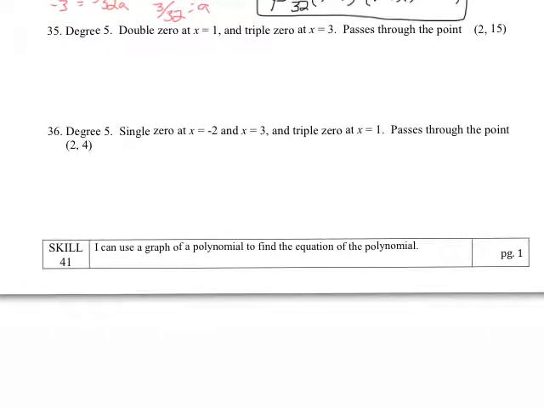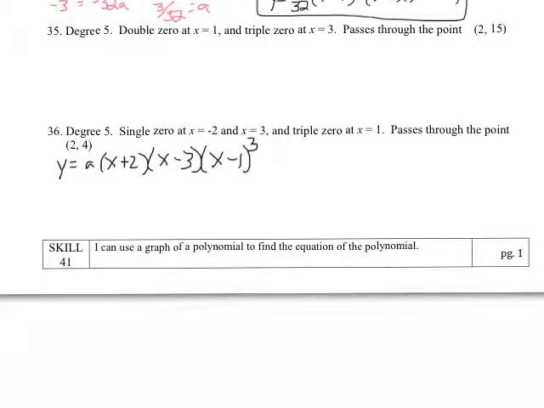So we're told that it's a degree 5, so we're going to say y equals a, and then we've got x minus negative 2, x minus 3, and then x minus 1, which happens 3 times, so I'm just going to write a 3 right there. So what we've got is 1, 2, 3, 4, 5. So 5 factors, which line up with our degree of 5.